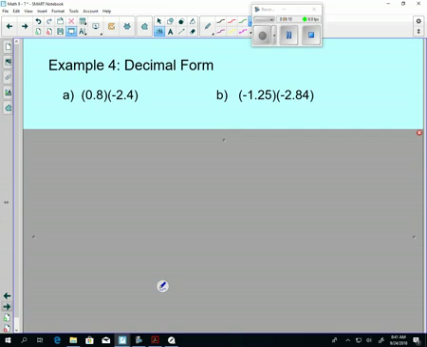Then we do decimal form. Same rules apply, whether it is whole numbers or whether it's decimal. Here we have a positive number and a negative number. So our answer is going to be negative.